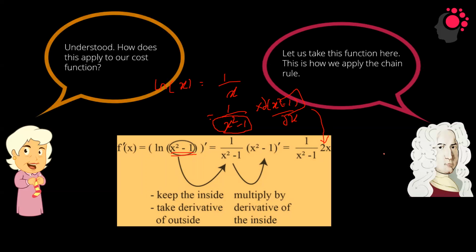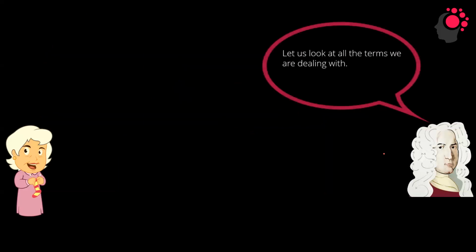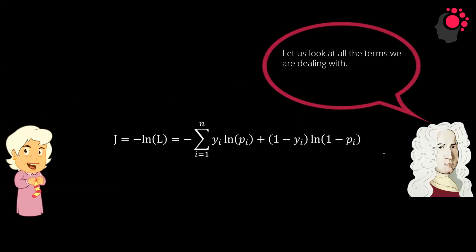Okay? That's what Bernoulli says, but then Agatha says, okay, this is good. We understood what this chain rule is, but how does it apply to a cost function? This looks like a toy example, but how does this work out for a cost function? To which Bernoulli says, let us first look at what exactly is at stake here. We have this equation, which we have already seen, the negative log likelihood, for which we are trying to calculate the gradient. And we also have this particular function, where we are going to calculate the probability.